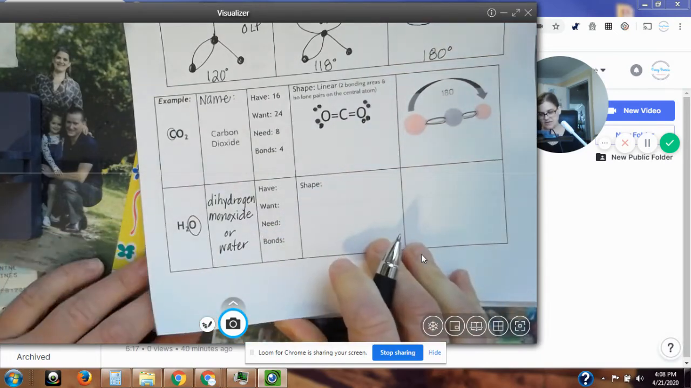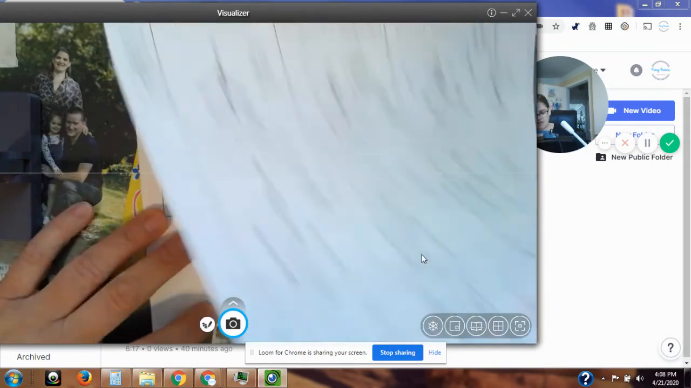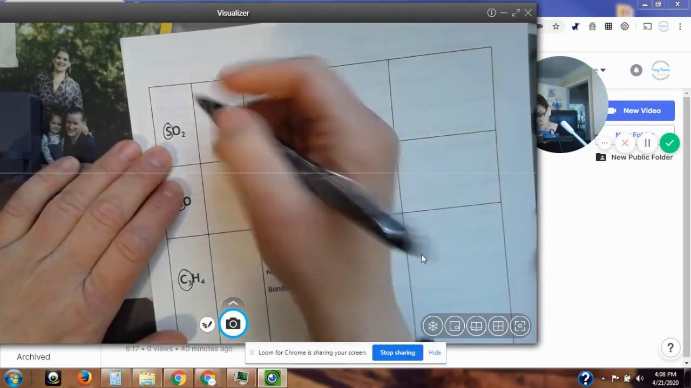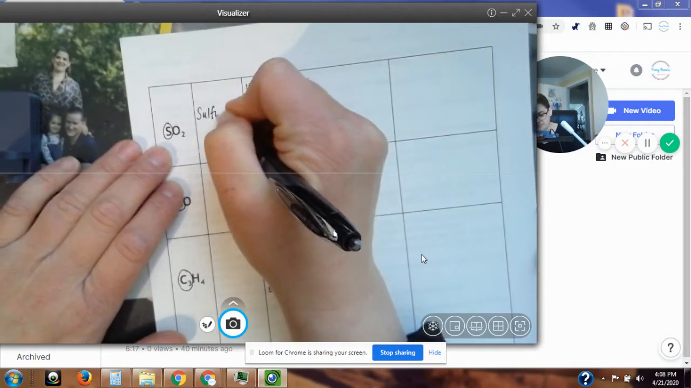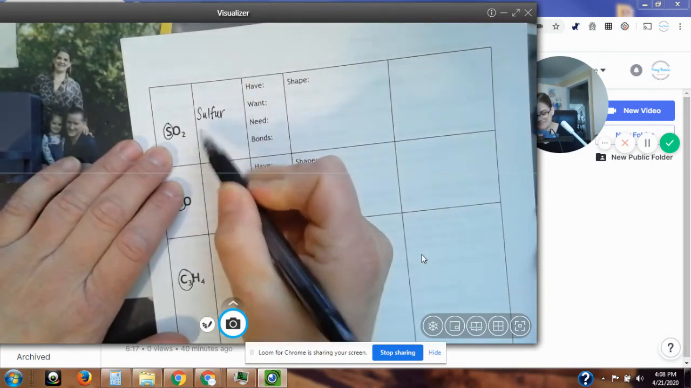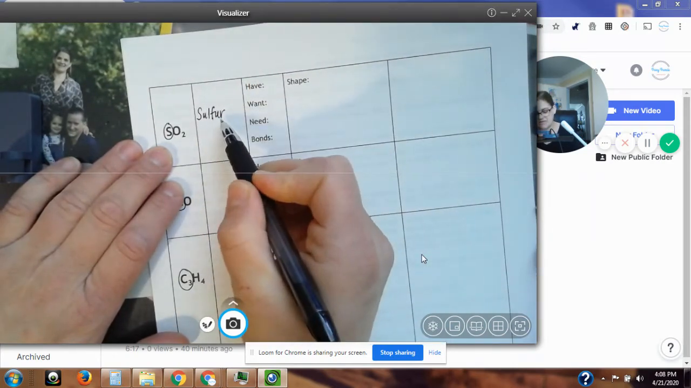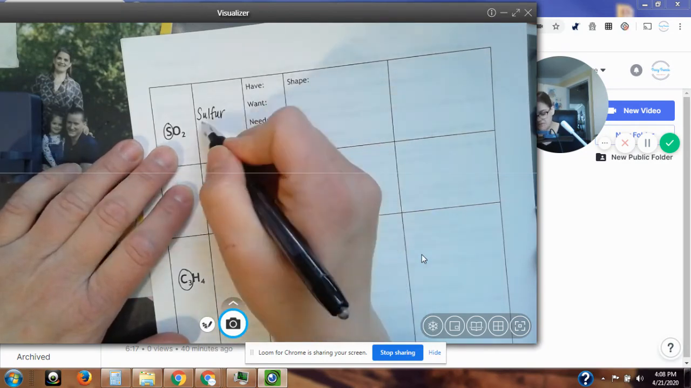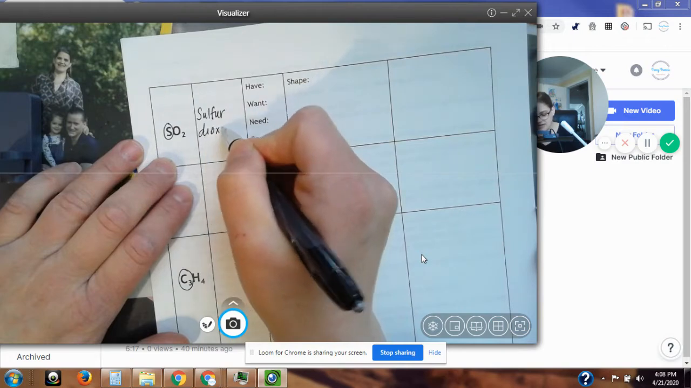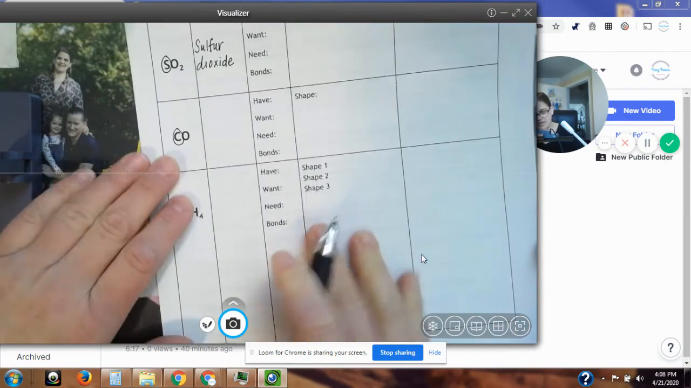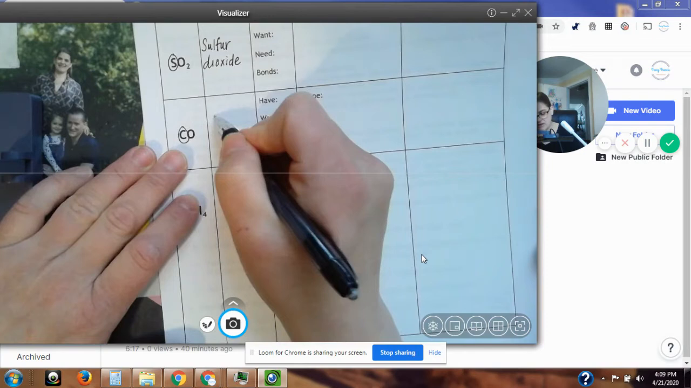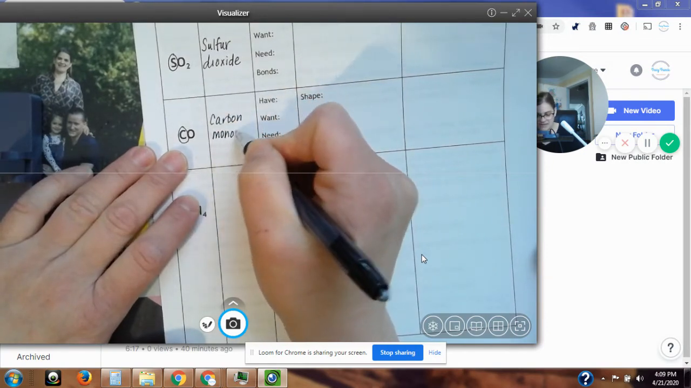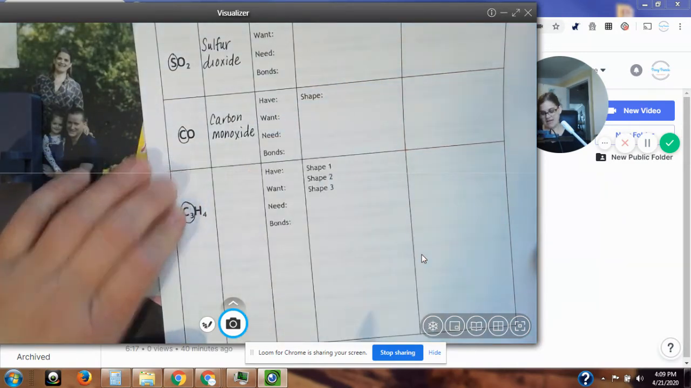Okay, so that's one of them. For my next one, I've got sulfur. Notice it's not monosulfur, but just sulfur. You never start the name with mono, so sulfur dioxide. Next one is a famous molecule, carbon monoxide. Second word can be monoxide.